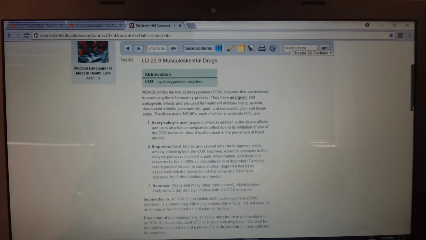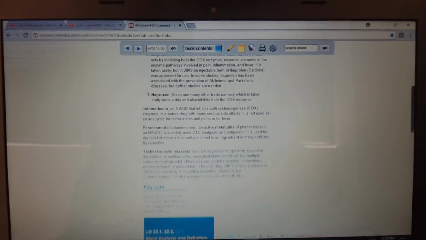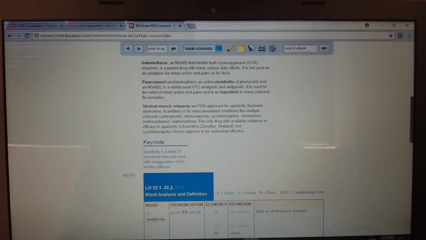Indomethacin is an NSAID that inhibits both COX enzymes. It's a potent drug with many side effects. It is not used as an analgesic for minor aches and pains or for fever.